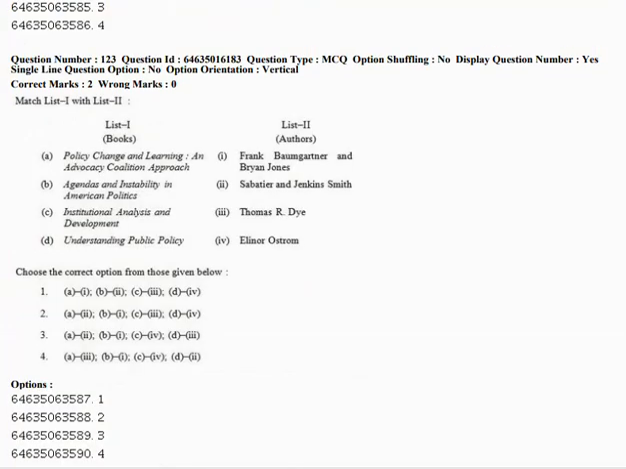अगेन बुक और ऑथर्स को मैच करने के लिए दे दिया है. पॉलिसी चेंज एंड लर्निंग एंड एडवोकेसी कोलिशन अप्रोच, इट इज थॉमस आर्डाई. एजेंडाज एंड इंस्टेबिलिटी इन अमेरिकन पॉलिटिक्स, इट इज ब्रागनर एंड जोन्स. इंस्टीट्यूशनल एनालिसिस एंड डेवलपमेंट, ऑस्ट्रम. एंड अंडरस्टैंडिंग पब्लिक पॉलिसी, इट इज सबैटियर एंड स्मिथ. That is option number 4 is the correct answer.